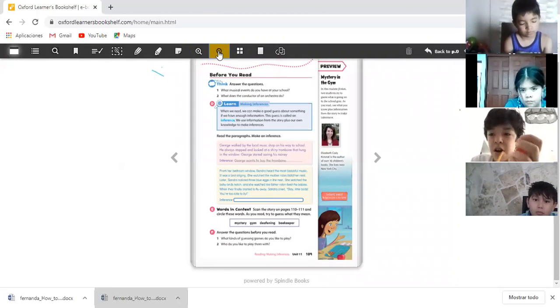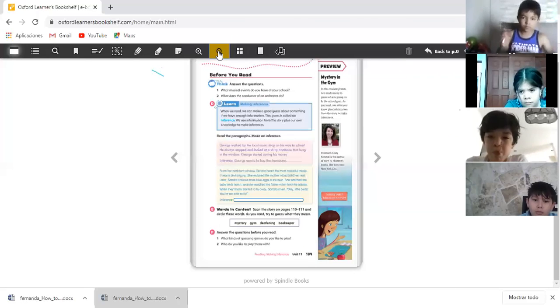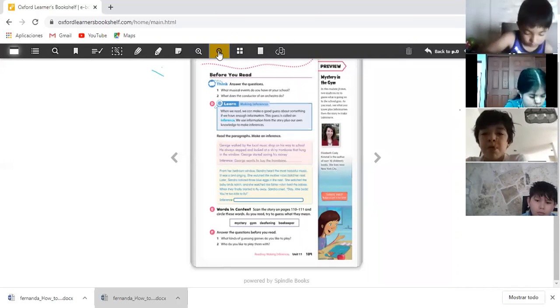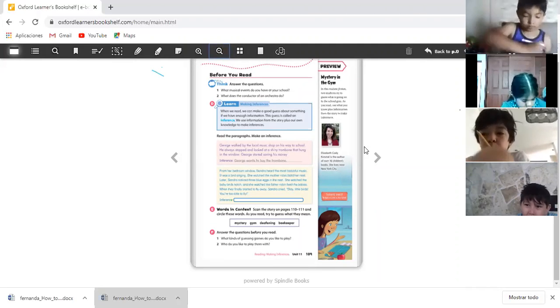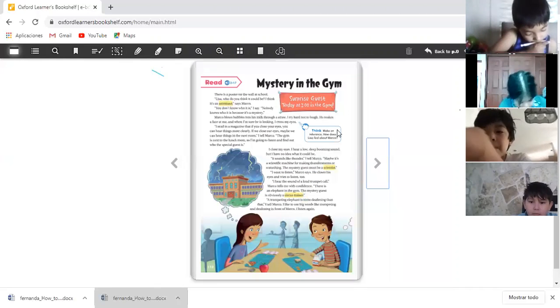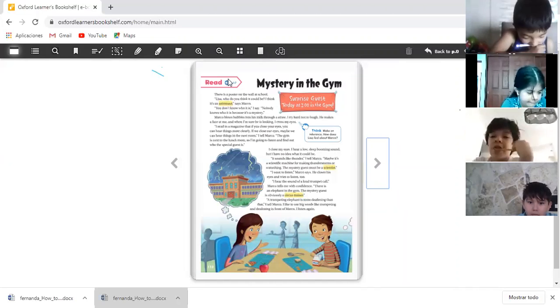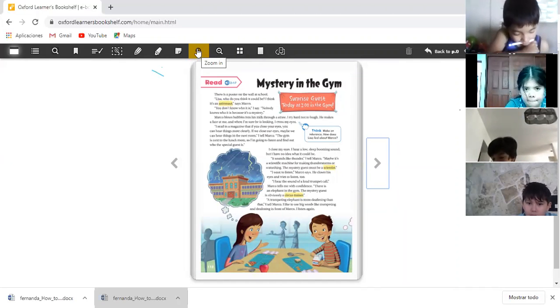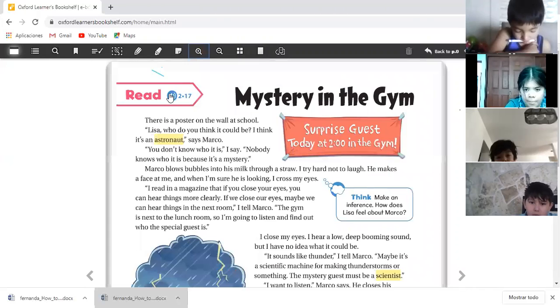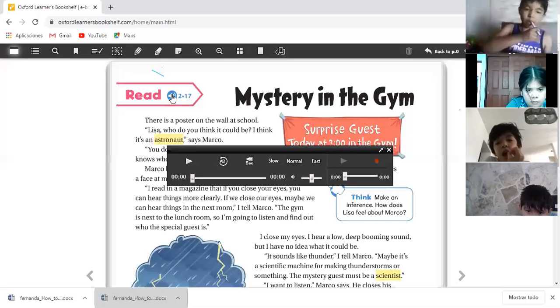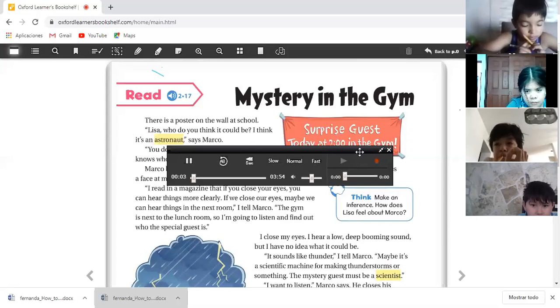Turn the page. As you read, you're going to circle mystery, gym, deafening, and beekeeper. Ready? Ready, Sebastian? Yes. Follow with your fingers. Follow along. There we go. Page 110. Read. Mystery in the gym.